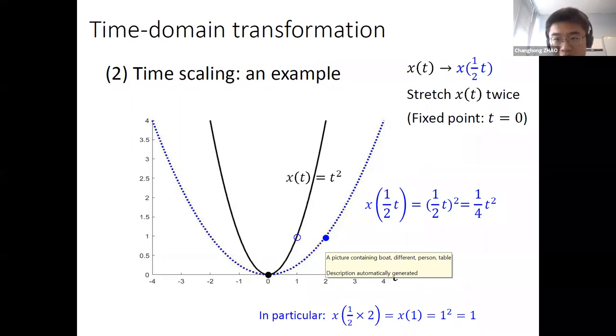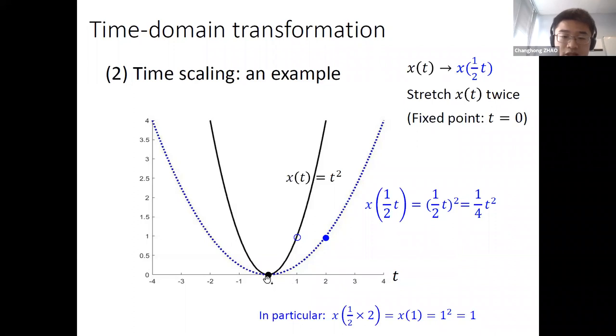And again, this stretch is with respect to a fixed point t equals 0. So this point is what pins the signal and does not change. But every other point, we expand it by 2 times, or we expand it twice, stretch it twice. This is what happens when we change from x of t to x of 1/2 t.